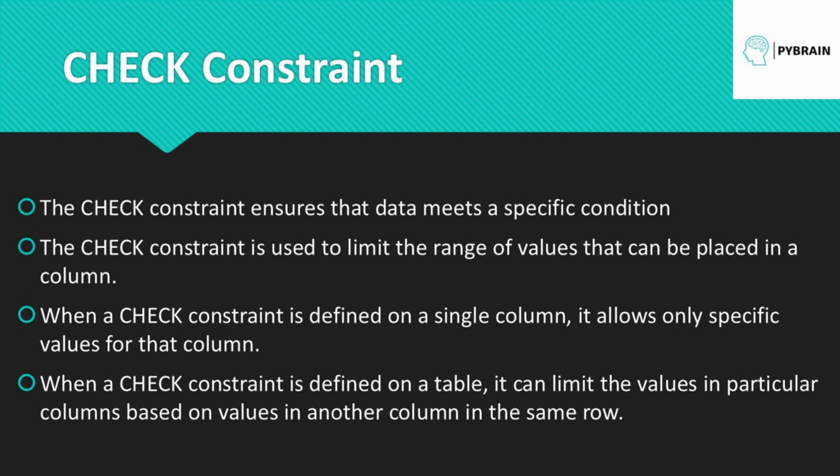This could be on a single column or even across multiple columns within a table. A check constraint restricts the allowable values by enforcing conditions, such as numeric ranges or specific patterns. For example, it can ensure that a column only accepts values greater than 18 or valid email formats.